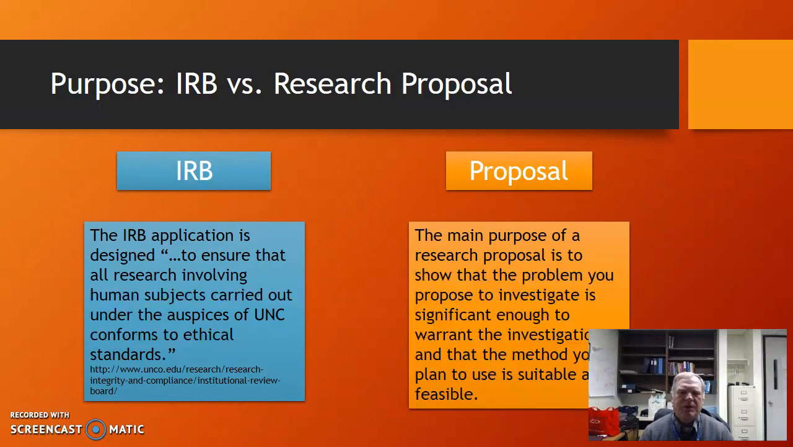A research proposal, the main purpose is to show that your study is significant, that you have a reason to conduct your study, and that the method you're going to use is suitable and feasible. A lot of the things in both the IRB and proposal are similar, but usually the proposal is more detailed, so it's a longer paper.